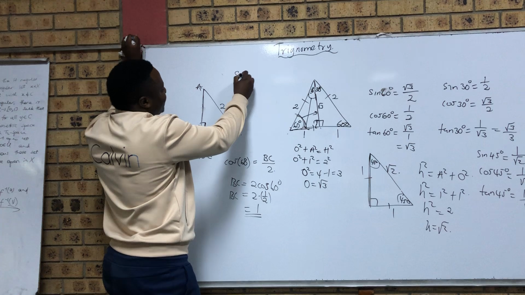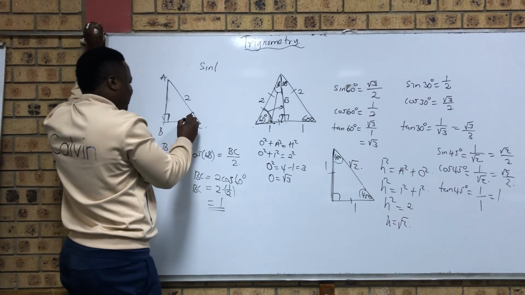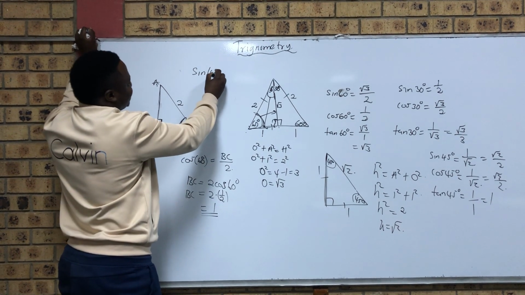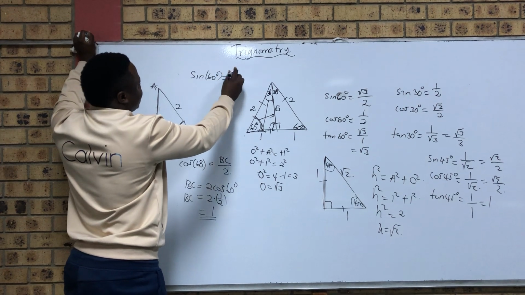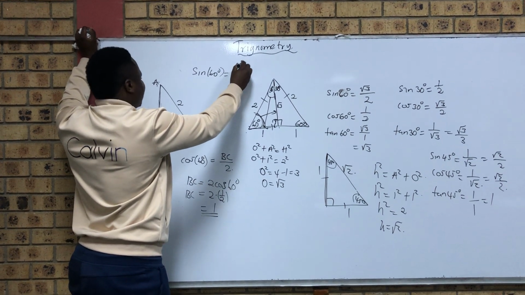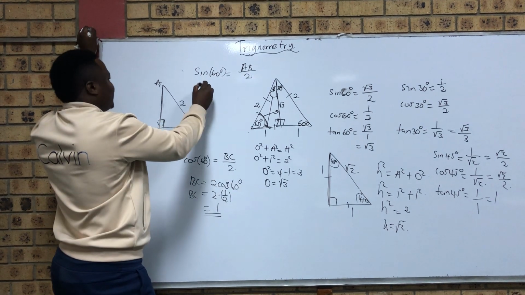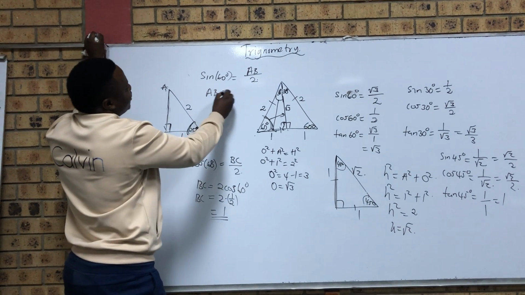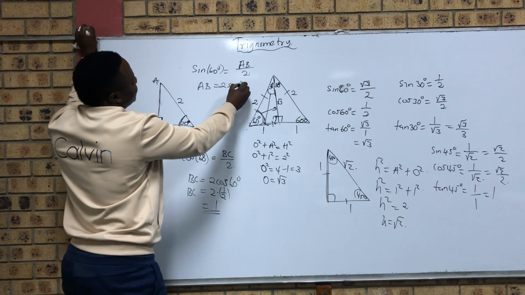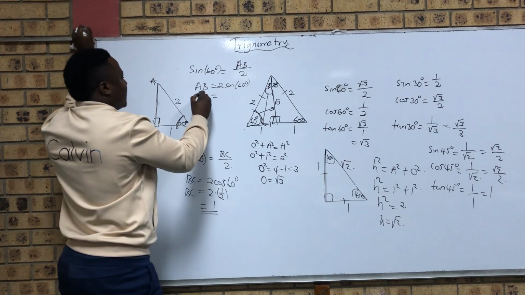Using sine, we're gonna have sine of what? Of the angle, because this one is opposite to this angle. Sine of 60 is the same as what? Opposite, which is what you're looking for, AB over what? The hypotenuse. And then you multiply both sides. Here you'll have AB equals to 2 sine of 60 degrees.